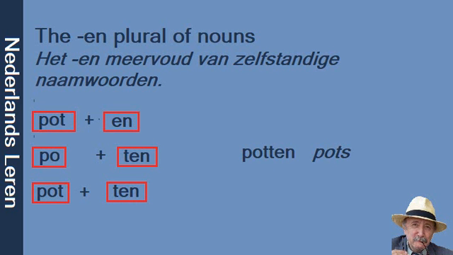Note, if you see potten, the double T indicates that the O has to be pronounced short, like O. It doesn't mean that the T has to be pronounced twice, like for example in Arabic and in Japanese. So we read potten, not pot-ten. We read the double T as if it's one T.